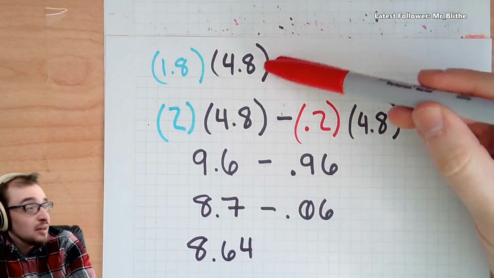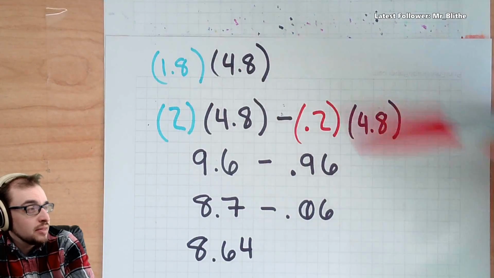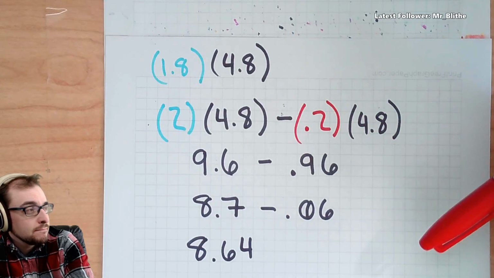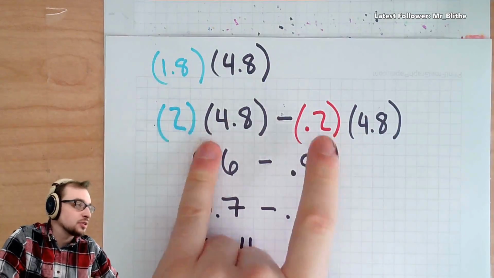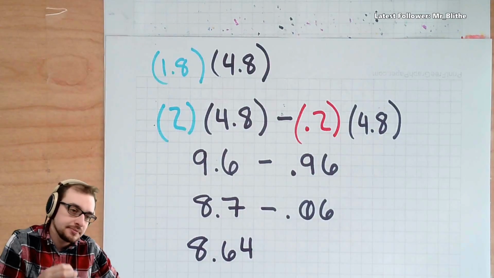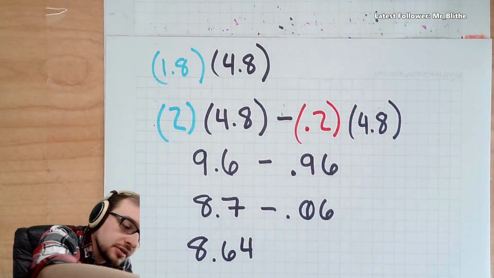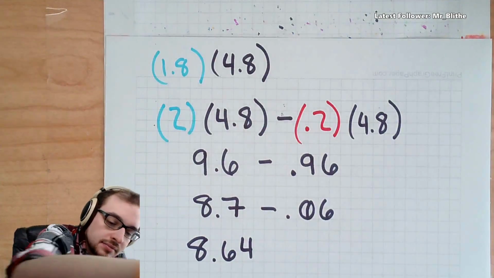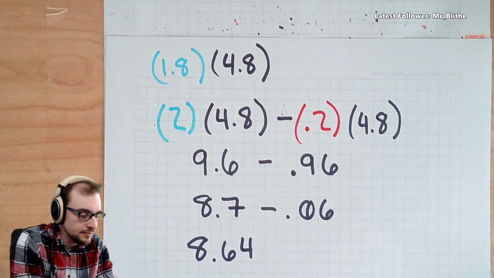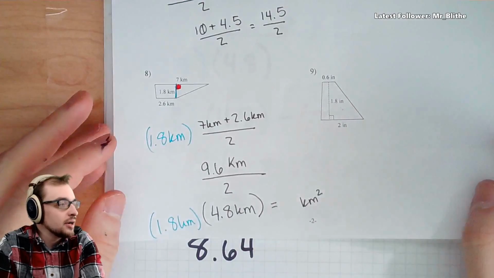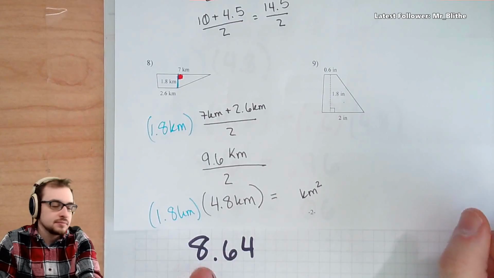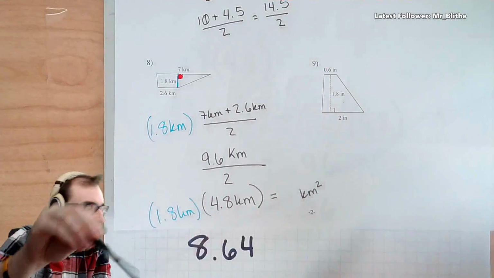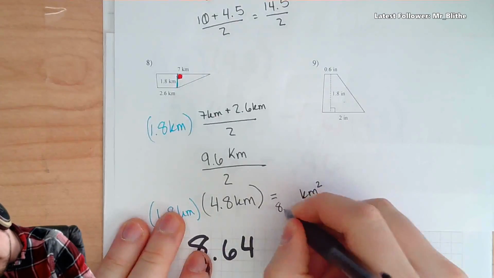Another way to do it is maybe to round this to 5 and do math that way. You'd still end up having to take away 0.2. The reason I like this one better is because it's the same answer, just with decimal place changed. Lots of ways to do it. So 8.64. That makes sense, right? This is a little bit more than 4. That's a little bit less than 2. We should get an answer around 8. So 8.64 kilometers squared.